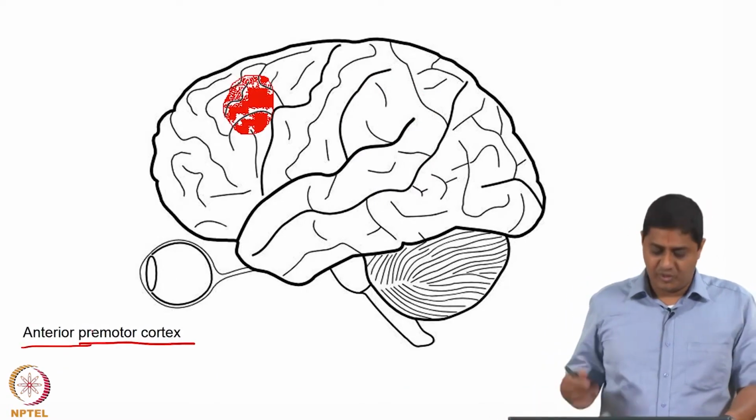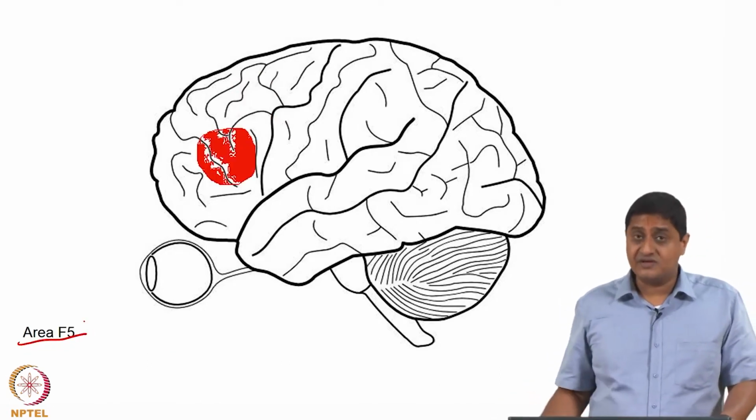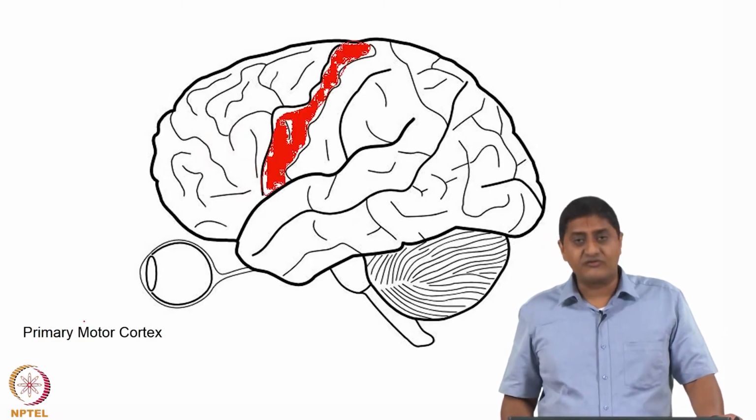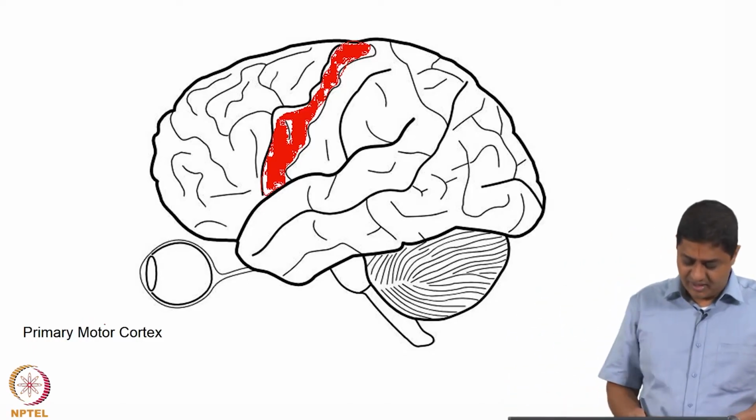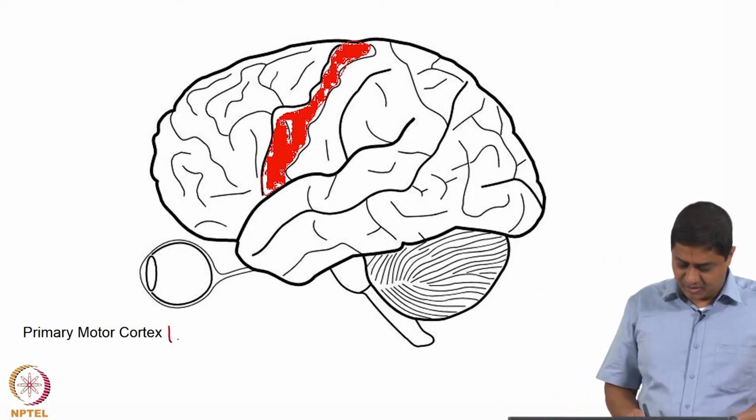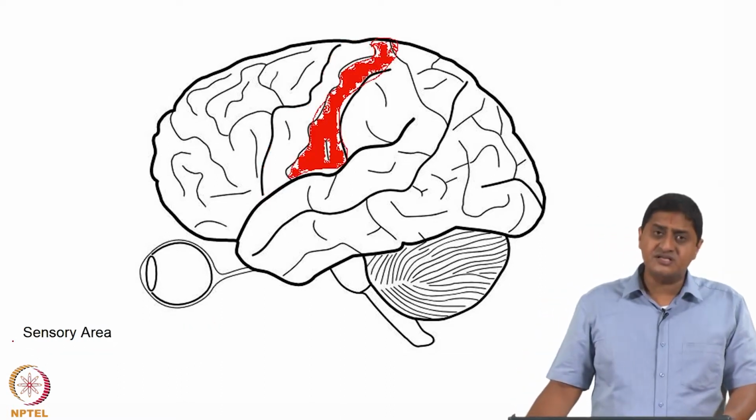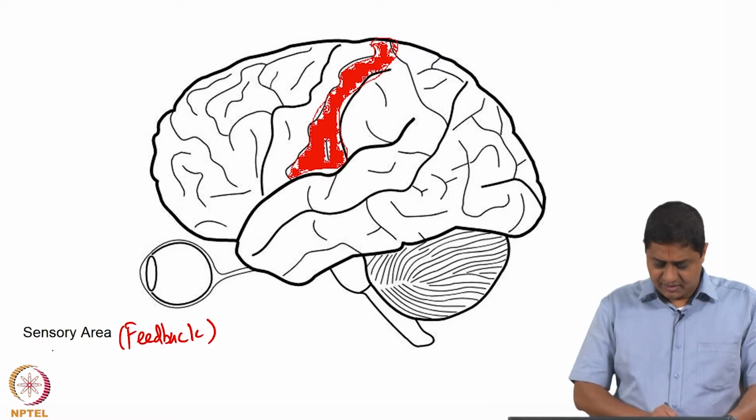Then this information further reaches the anterior premotor cortex, from where it reaches area F5. Let us remember what area F5 has. Area F5 has neurons that are specialized for controlling hand to mouth movements, and of course, movement execution is something that is performed by the primary motor cortex, also called M1. And have we actually achieved the motor task? So, we need to get feedback. That feedback comes from the sensory area.